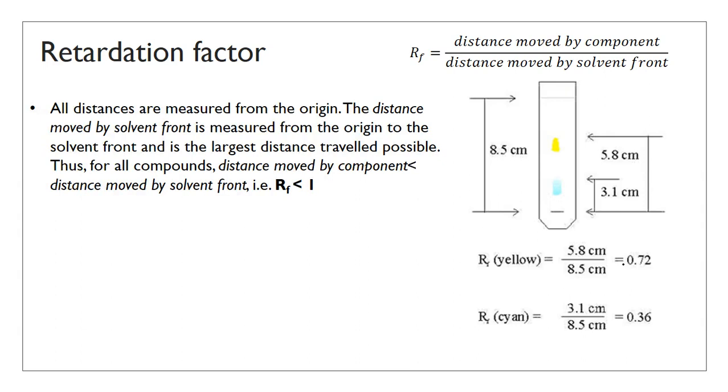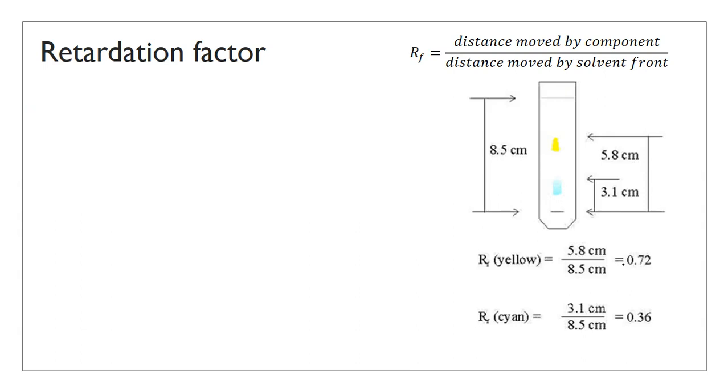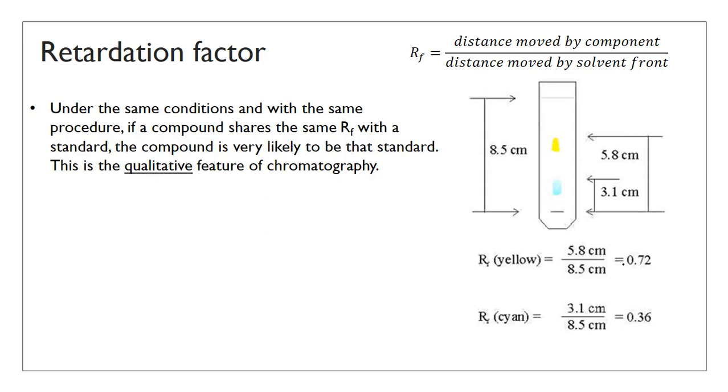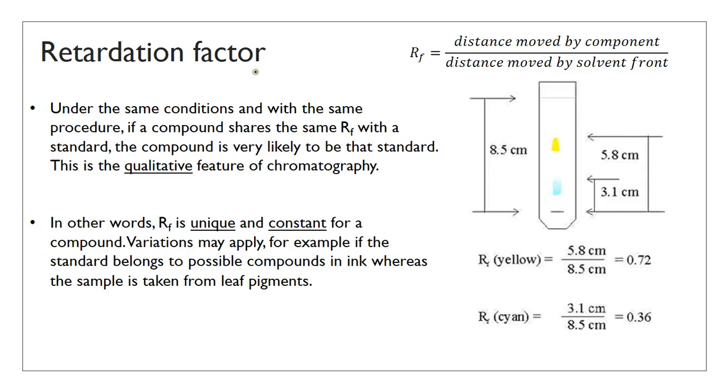So obviously the retardation factor, or RF, has to be less than 1 because the sample cannot move further than the mobile phase. And the good thing about the retardation factor is that if you have a set of standards, so for example, if you are testing for the components in ink, if you have an idea of what are the things that are usually used in ink, you could run those standard pure samples and compare the retardation factor of those samples with your unknown, and that may allow you to identify what substance or substances are in the ink.